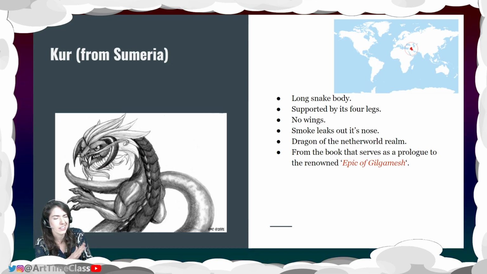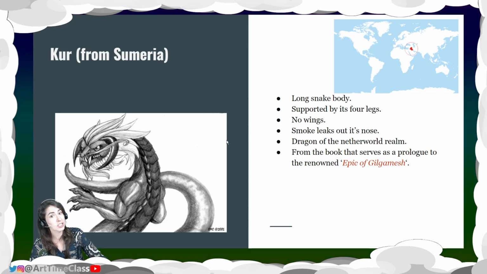All right, another dragon with a long snake-like body. So you kind of see a little bit of a pattern here. This one has 4 legs with no wings and is said to be the protector of the netherworld. And it actually has smoke that comes out of its nose, and you can see the person drew the smoke that's coming out of its nose. It's pretty cool.